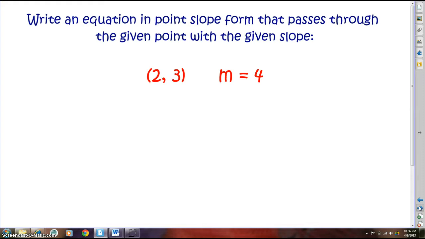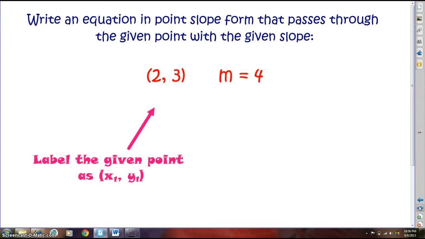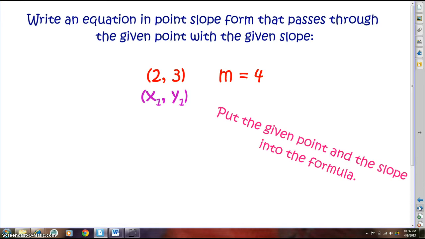So if we review what we talked about with writing something in point-slope form, we're going through the point 2, 3, and our line has a slope of 4. So all we're going to do is start by labeling the given point as x1, y1. It's a good idea to go ahead and write those down underneath your point. Make sure you're filling in your notes as you're going through the video. And then our slope is going to be 4. So we're going to replace the x1, the y1, and the m in the equation with their values. We're going to replace the x1 with a 2, the y1 with a 3, and the slope with a 4.